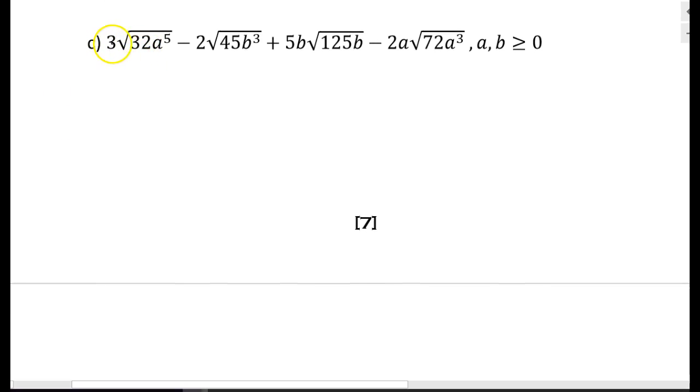Finally, we get to this last example. You're going to want to try and simplify this. Pause the video, give it a shot on your own, and then reopen the video and we'll see what we can do.